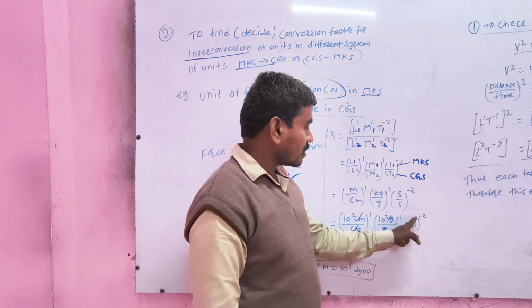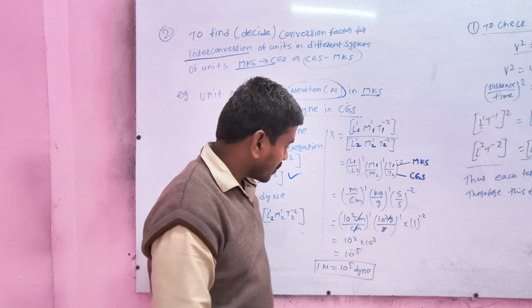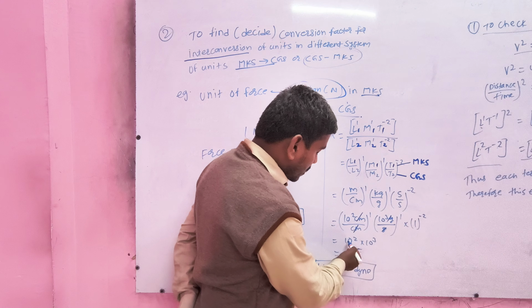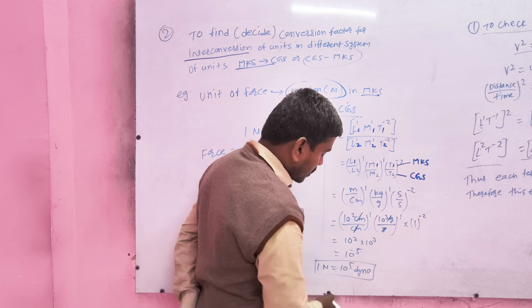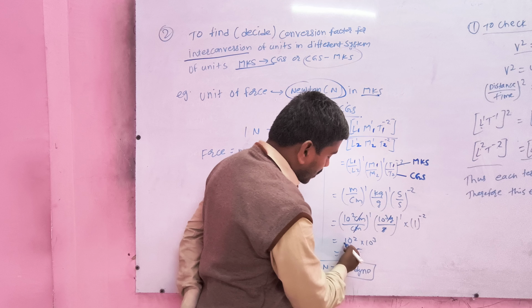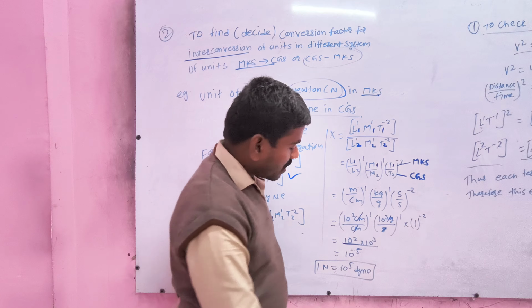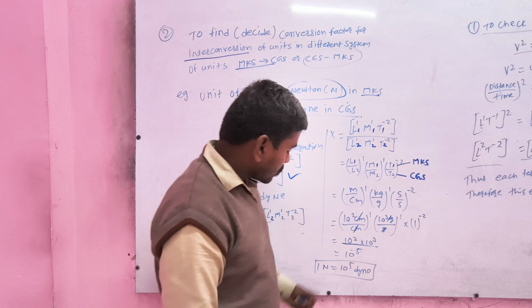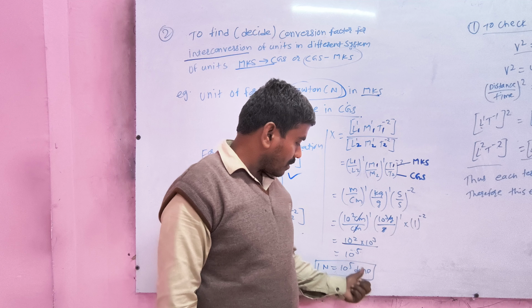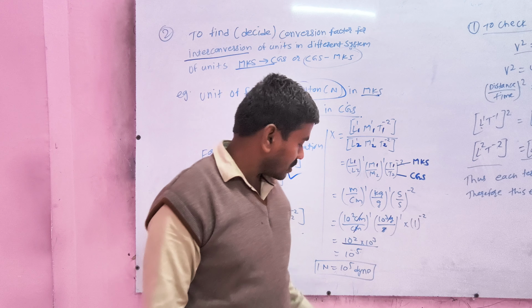And second 1 raised to anything becomes 1, so we get 10 to the power 2 into 10 to the power 3, and here according to the law of indices we are getting 10 to the power 5. So 1 Newton is equal to 10 to the power 5 dyne. So this is our answer.